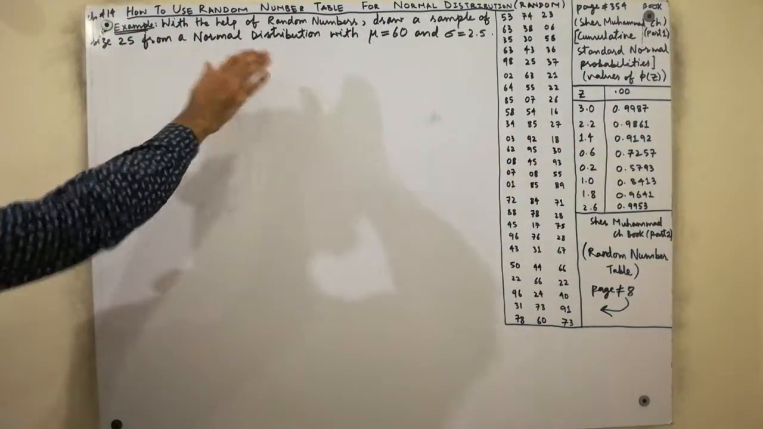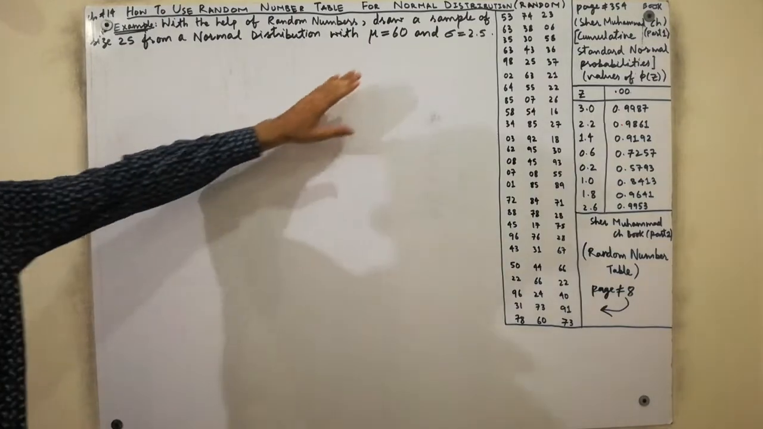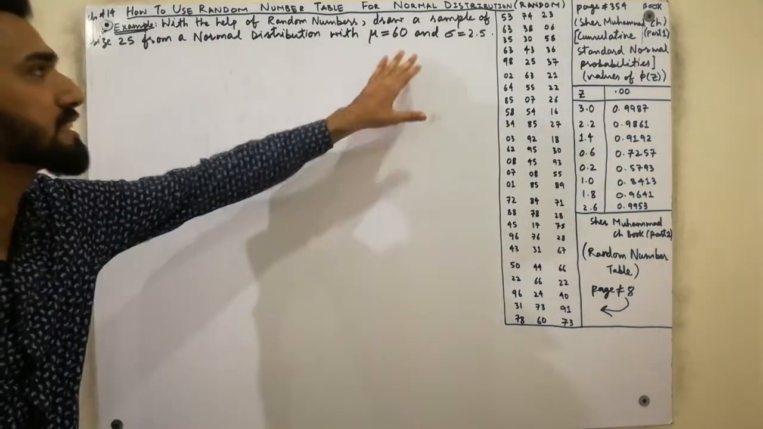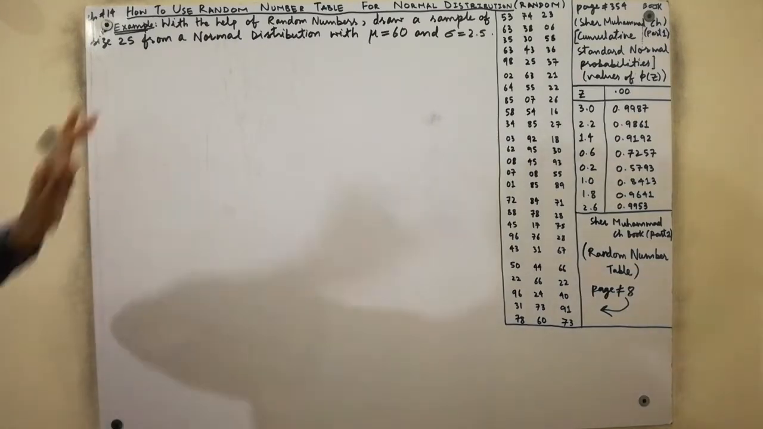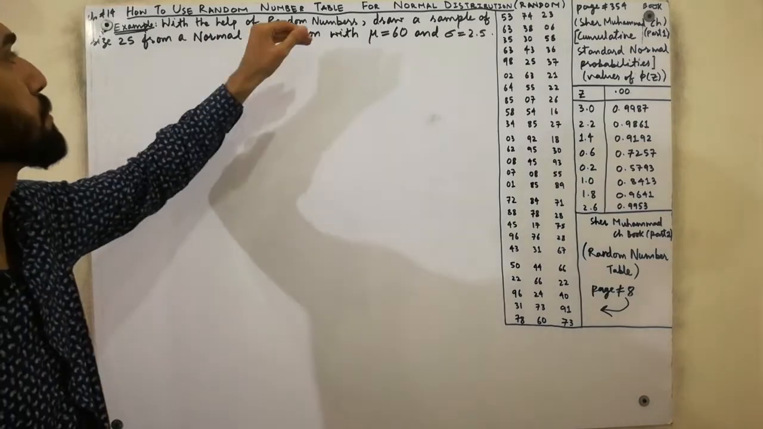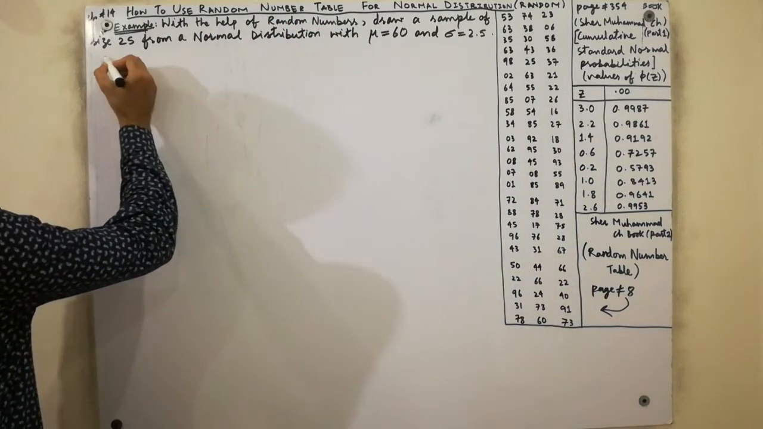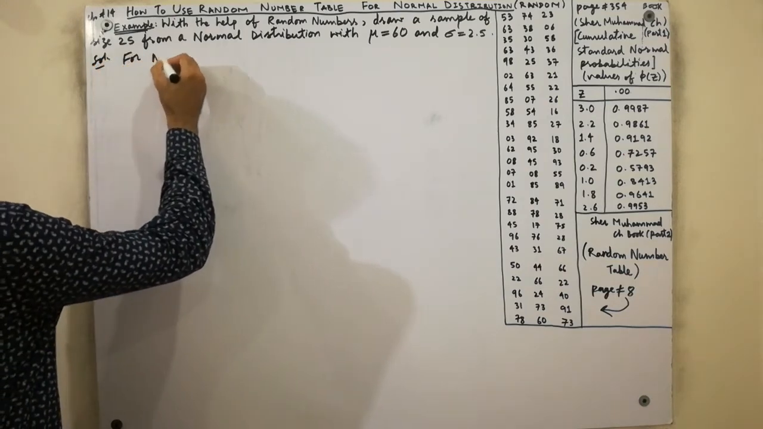Now with the help of random numbers, draw a sample of size 25 from a normal distribution with mu and sigma, which are the parameters of the normal distribution. Very simple. First of all, I will discuss normal distribution, then I will move to random numbers. Very simple step. Now moving next to the solution for normal distribution.